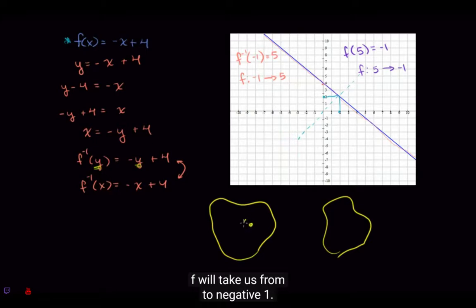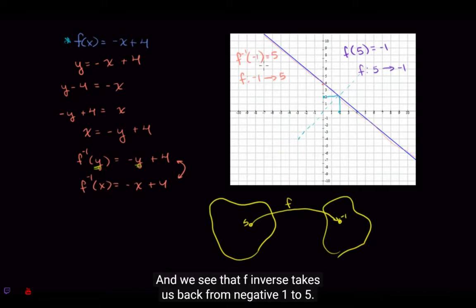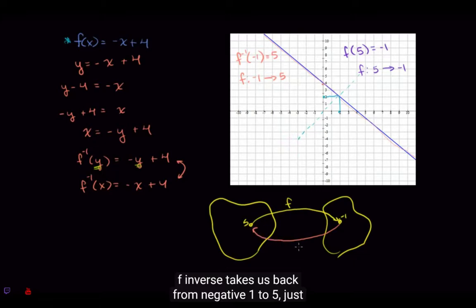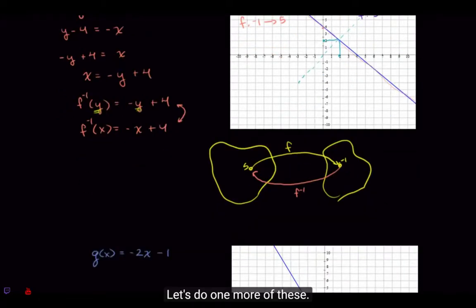F will take us from 5 to negative 1. That's what the function f does. And we see that f inverse takes us back from negative 1 to 5, just like it's supposed to do. Let's do one more of these.